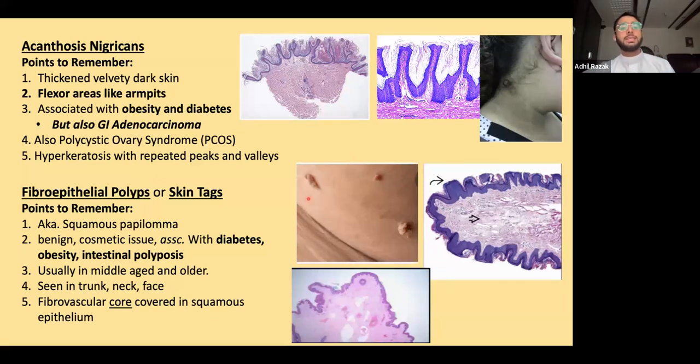Fibroepithelial polyps or skin tags, they're also called squamous papillomas, but usually you'll just see both these names. Mostly skin tags, because who likes to say fibroepithelial polyps? They are benign, they're cosmetic, they're associated with diabetes, obesity, intestinal polyposis. Our question earlier, the patient was obese as well. So yeah, also it could be associated with diabetes. And in your exam, the question would most likely describe a fat patient, like our patient here.